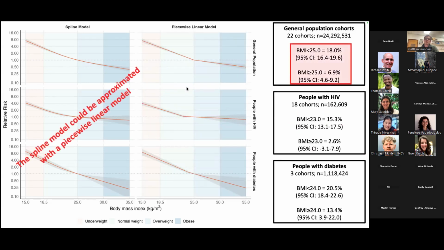And then finally, we showed that you could approximate those spline models with a piecewise linear model. And what that gives you then is a percentage decrease in TB risk per unit increase in BMI for a BMI of below 25. So that's the steepest part of the graph. And then another percentage decrease in TB risk per increase in BMI for the higher part of the graph. And the cutoff that we used was 25, which was based basically on model fit.